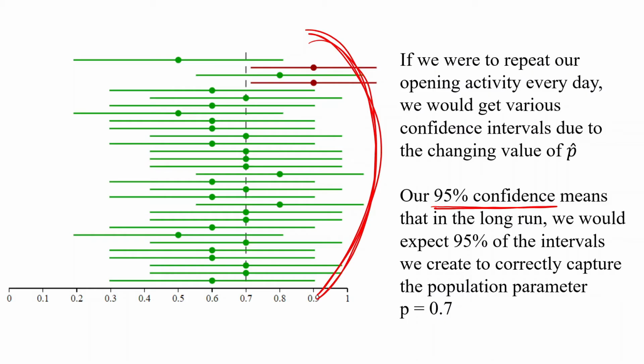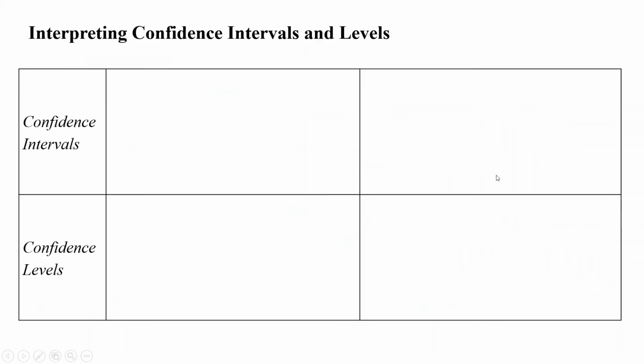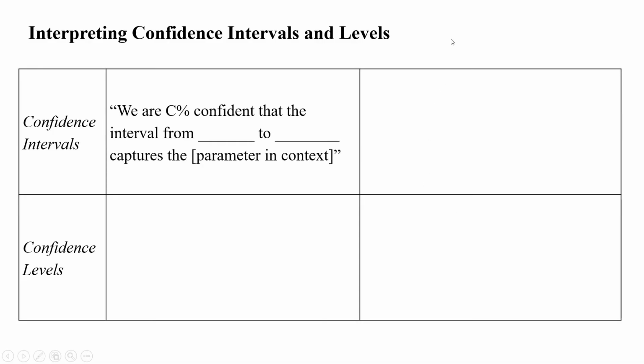Now, this 95% confidence is a confidence level, and interpreting a confidence level and interpreting a confidence interval are going to be different. We need to make sure that we know the difference between interpreting a confidence interval and a confidence level. So I have little scripts that we commonly use to interpret both of these. I'm going to give you those two things here, and then I'm going to give you examples using our opening activity.